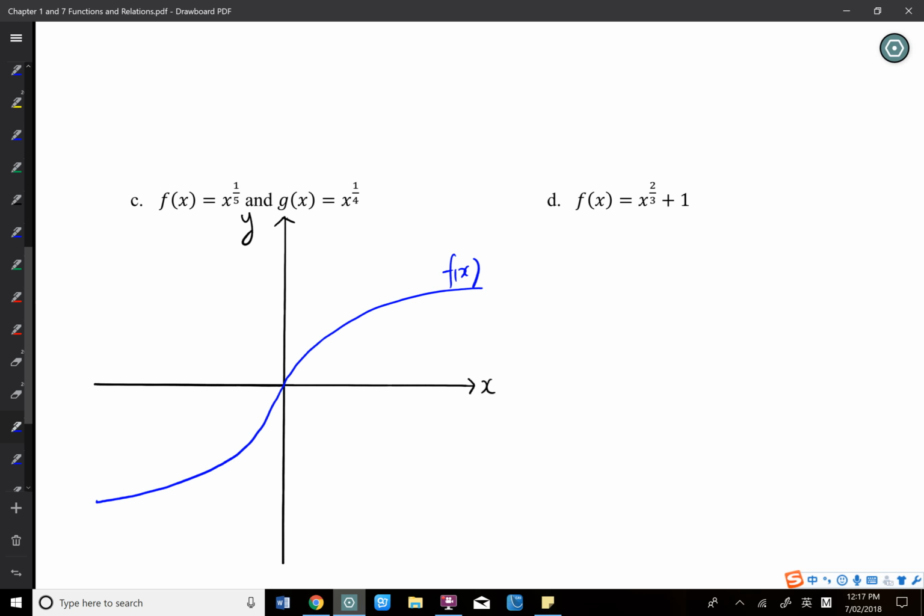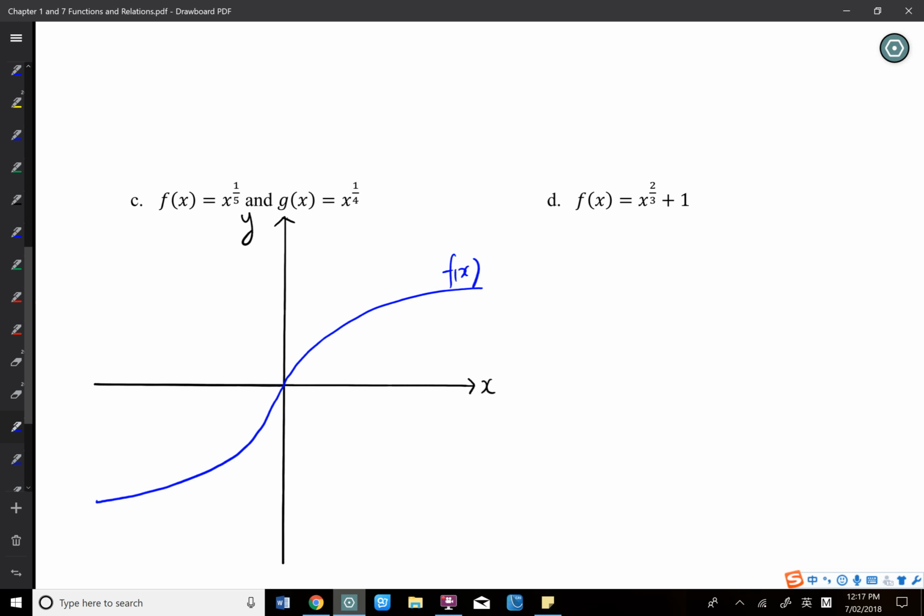Can you also tell me about x to the power of a quarter, which quadrant or quadrants this graph can be in? First only, or first and second? First only. Because when you put positive in, you still get positive. When you put negative in, you can't get a negative root. So it only exists in the first quadrant. But what's the shape of the graph? Are there any intersections between x to the power of a quarter and x to the power of 1/5?